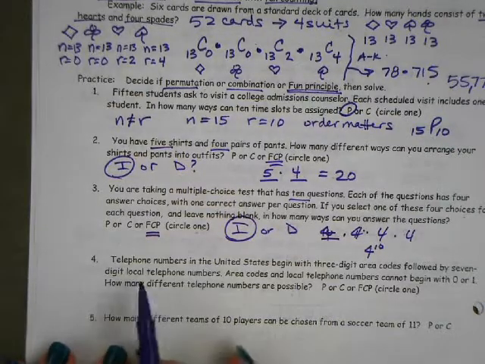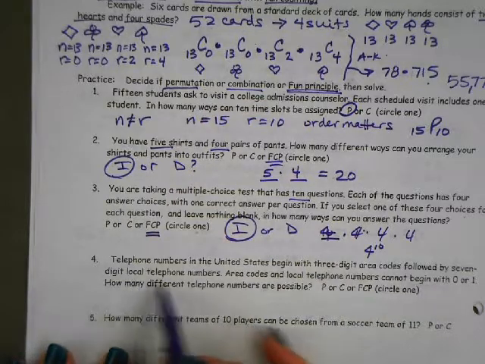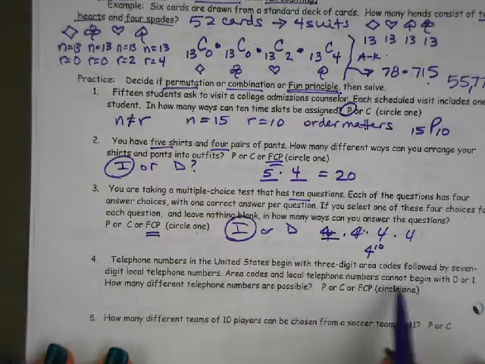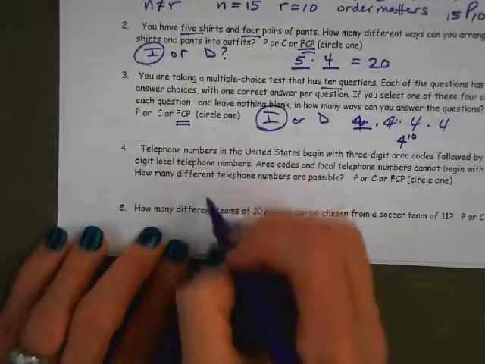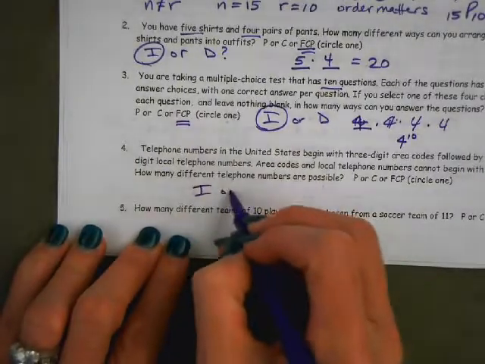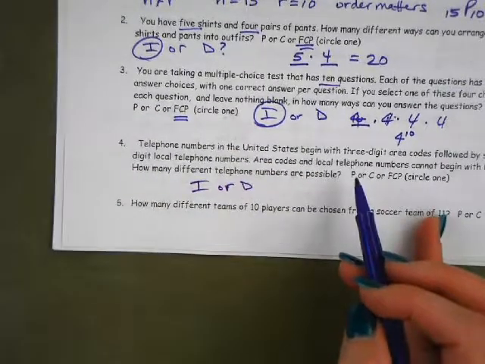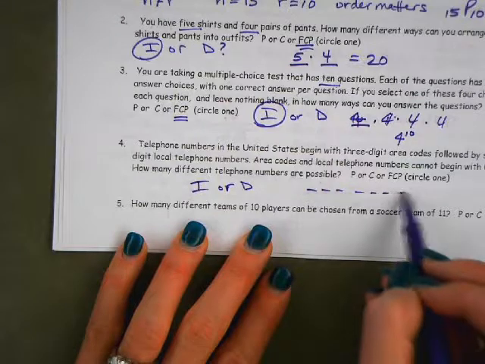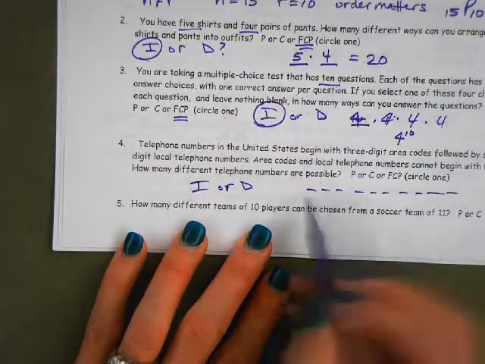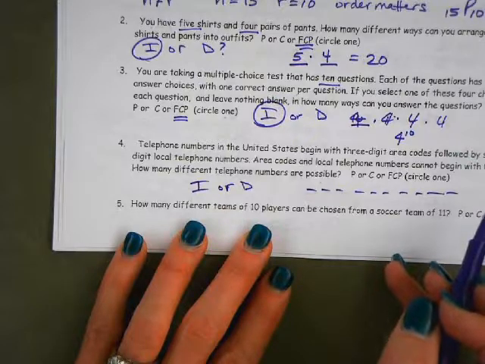Alright, telephone numbers in the United States start with a 3-digit area code followed by 7 local numbers. Area codes and local numbers cannot begin with 0 or 1. How many different telephone numbers are possible? Alright, is this independent or is this dependent? Can I use the same digit for another? Can I use the same number? Yes or no? So here's an area code.